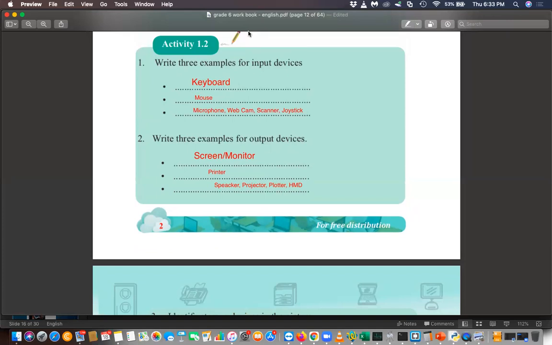So if you are using the workbook itself, please do it using pencil. But if you are not using the workbook, what you can do is you can do this in another paper, a separate paper, use separate paper or separate book to do the activities in the workbook.